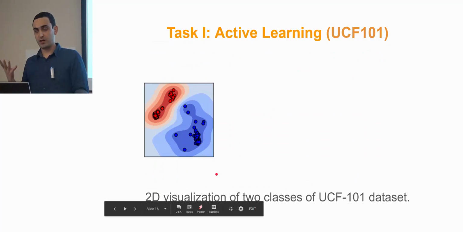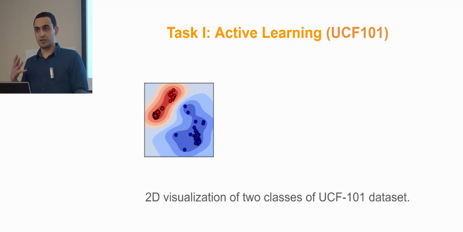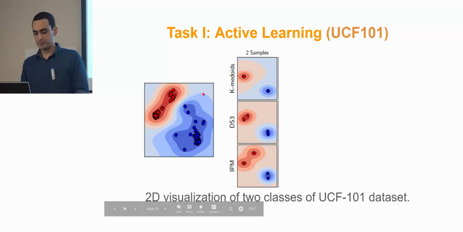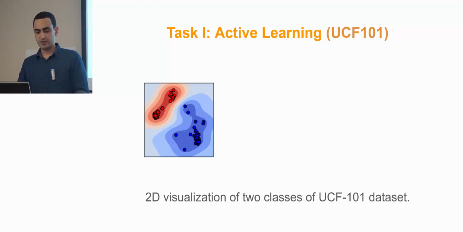And to see why a good selection can result in a good classification, we performed this experiment. So this is a 2D visualization of just 2 of the classes of UCF 101. For each class, we have about 100 samples. Each of the points represents 1 video clip, and the contours here represent the decision boundaries learned by an SVM classifier.